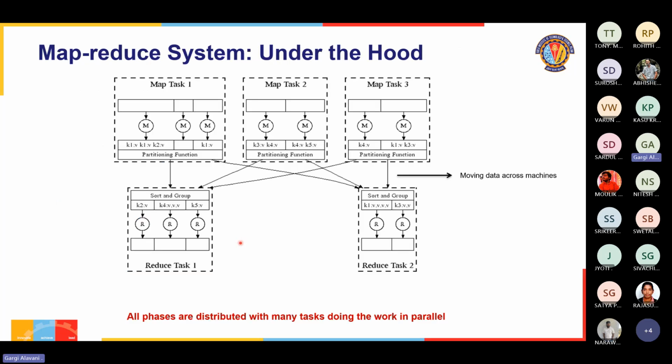So here is how it will look. The map task will be done by the first phase. Then the data will be shuffled. You will sort and group. After shuffling, then the reduction task will happen. That is R, and you will get the reduced output.